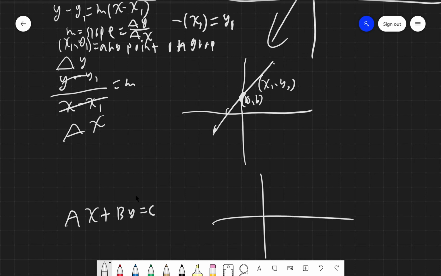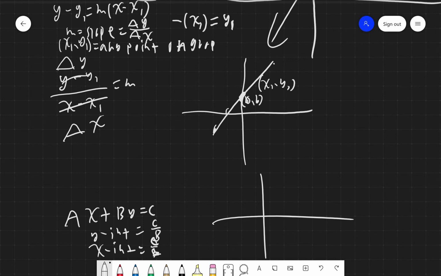Let's say we had x equals 0. If x equals 0, then we'll find the y coordinate. So the y-intercept is c over b. And then you can use the same method to find the x-intercept. It's equal to c over a. You don't have to memorize these. You can really just work it out, solving for x or y, letting the other one equal 0.